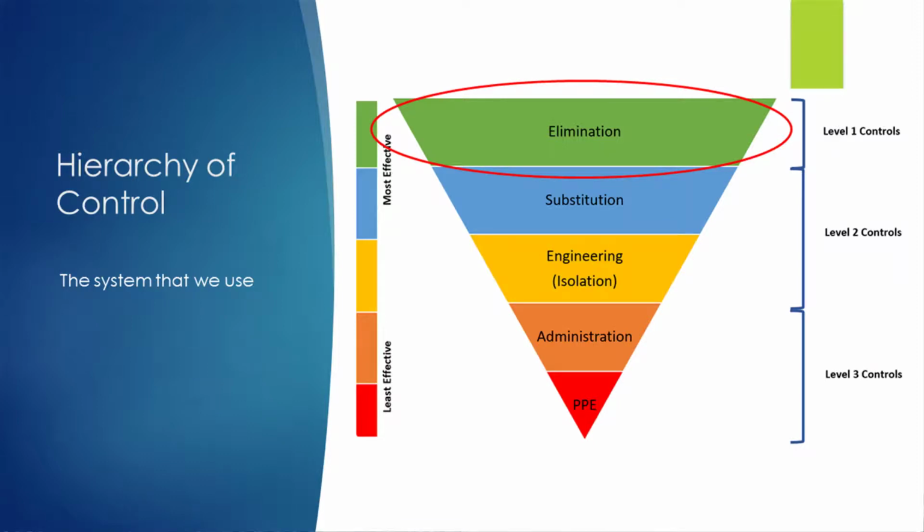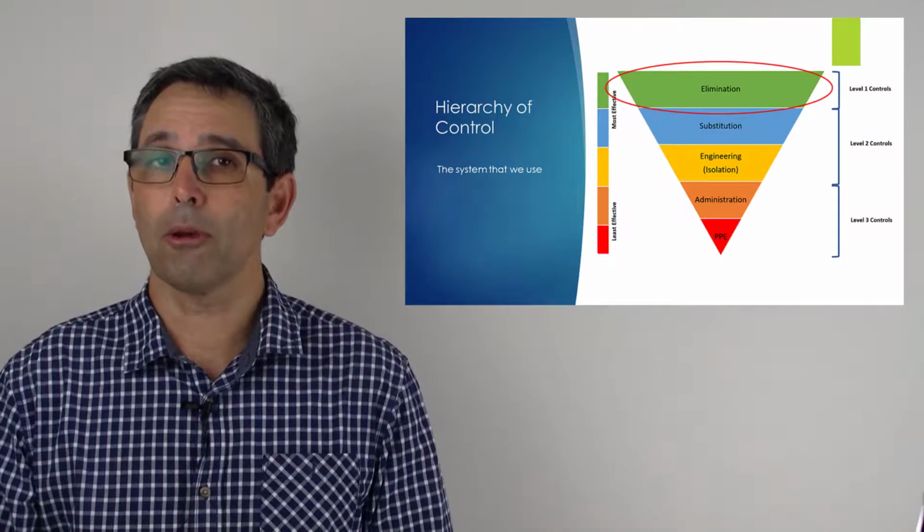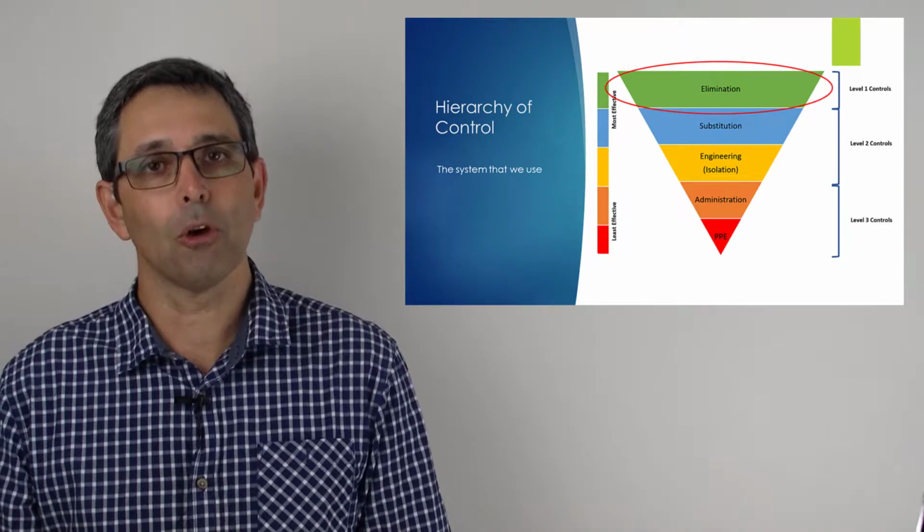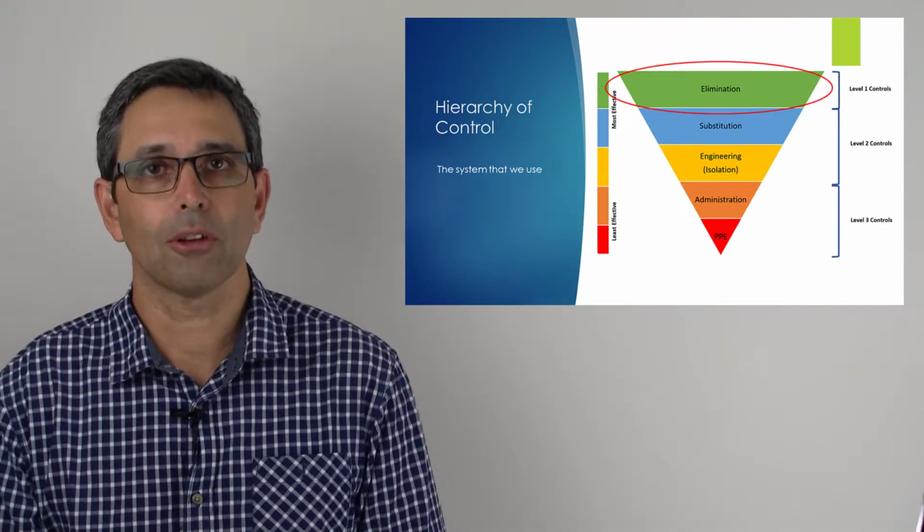Elimination is the top because it's the way that we can take away the hazard altogether. So elimination is the most effective because now you don't have a hazard at all and the risk is controlled. It's not always the most practical though, because obviously you can't eliminate all hazards in the workplace. You've got to have other ways to control them.